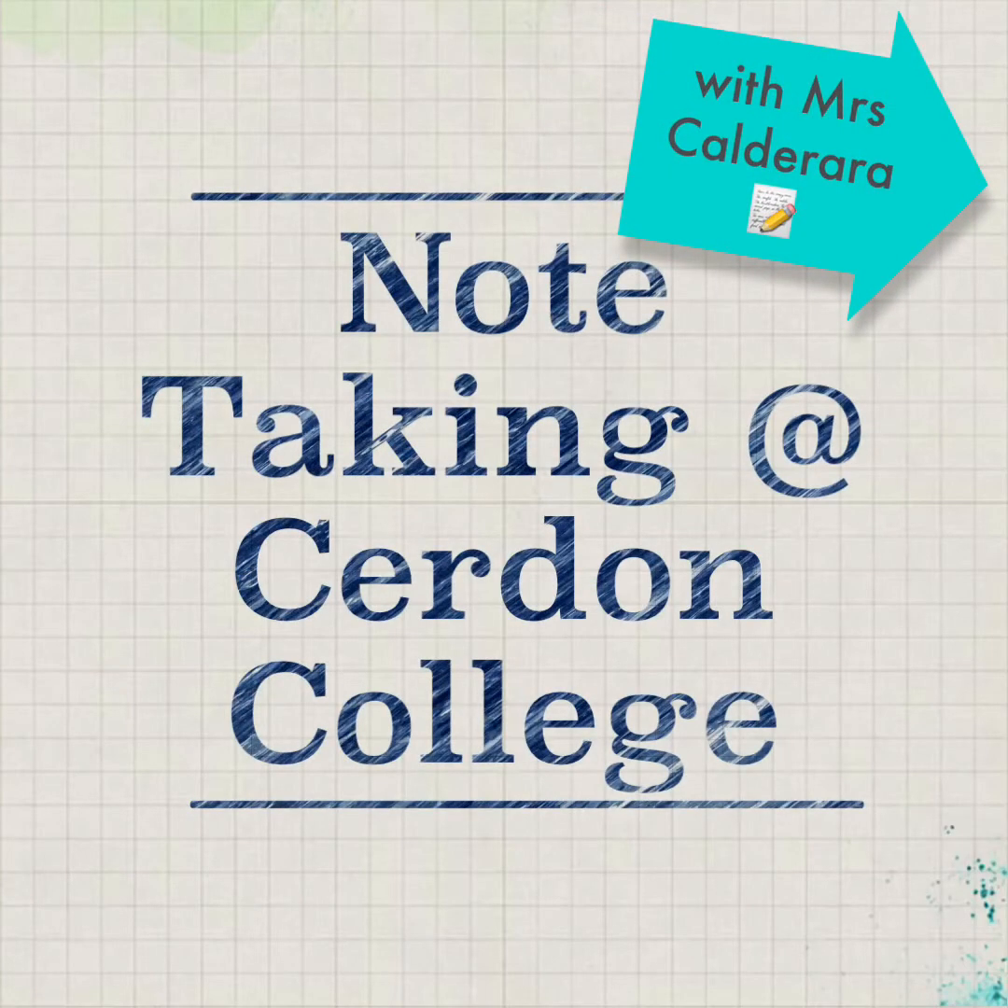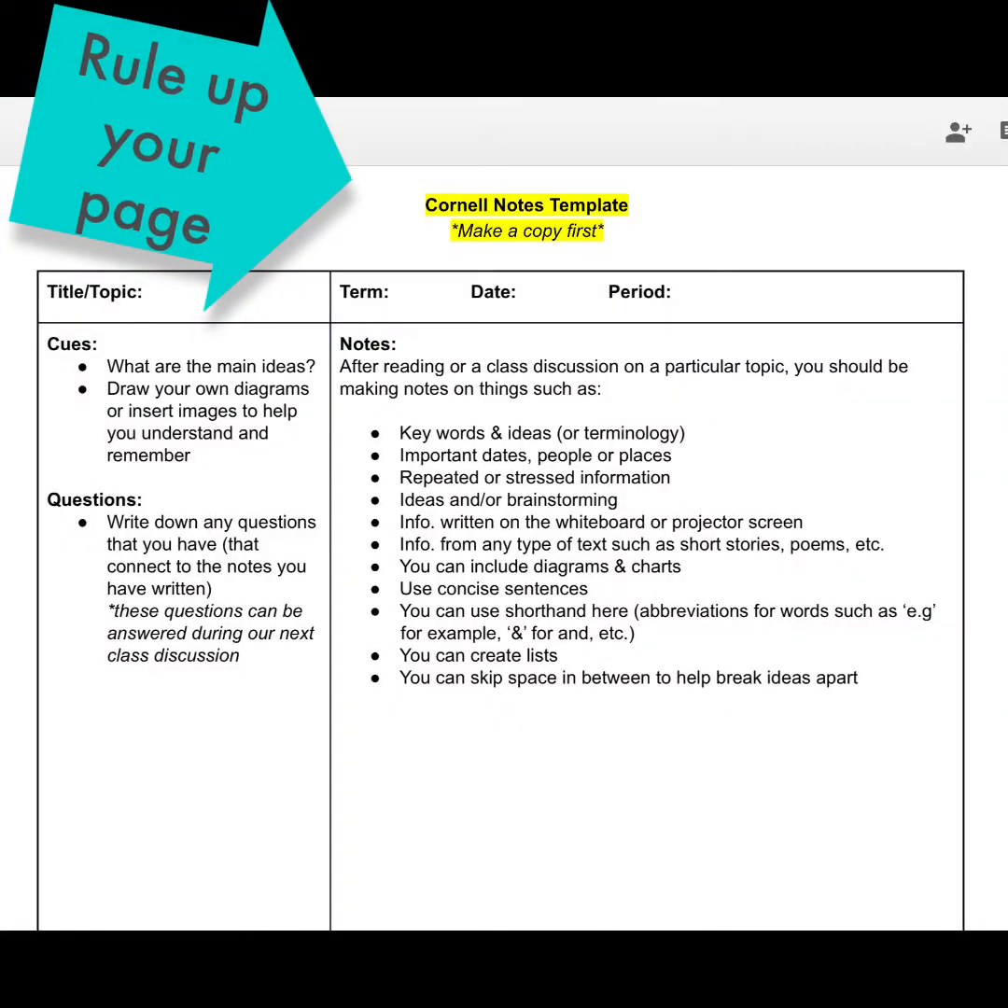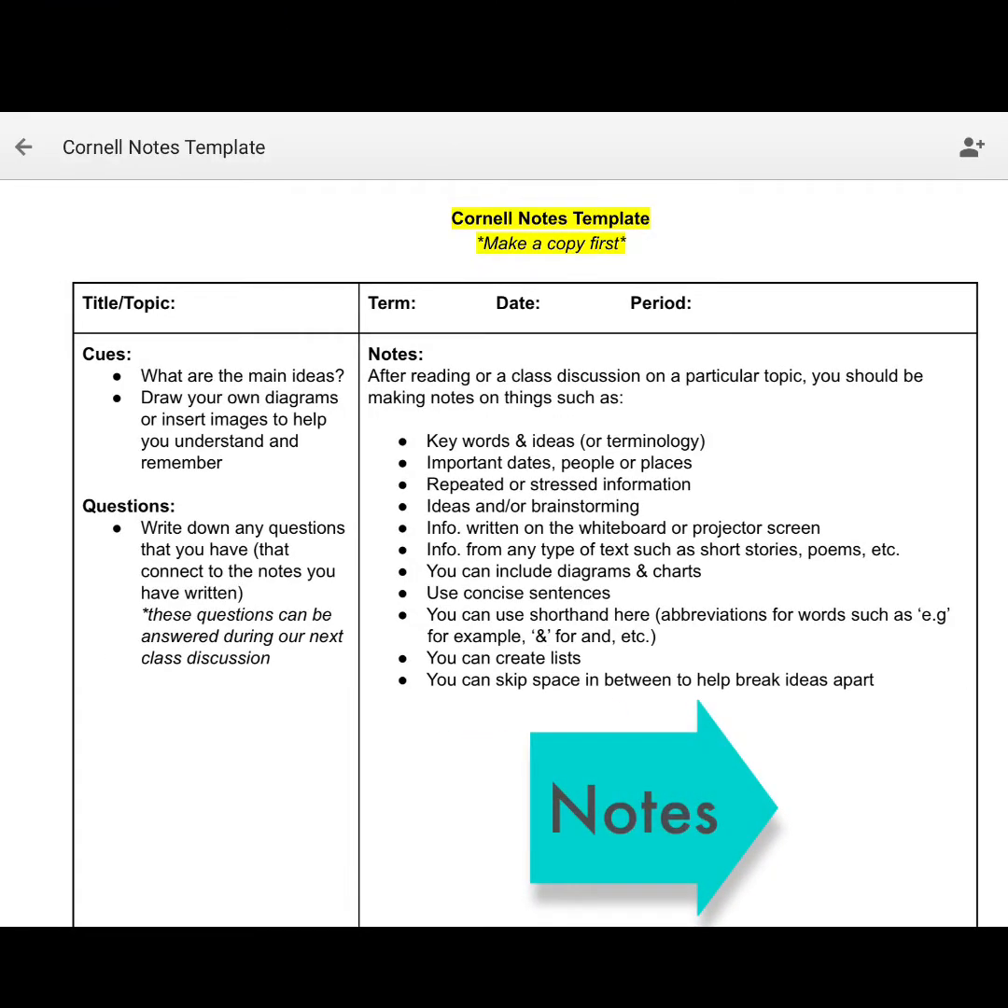This term we will be taking notes using two methods. The first method is called Cornell Notes. So the first thing that you'll need to do is to rule up your page. So you'll include the title and the topic, include the term, the date and the period that you are completing the notes. The second thing that you need to do is after you've read something or we've had a class discussion, you need to make notes.